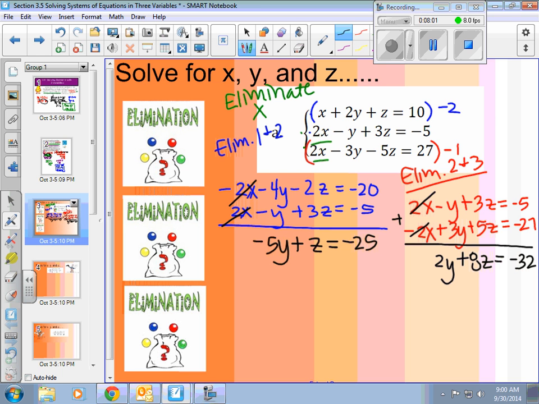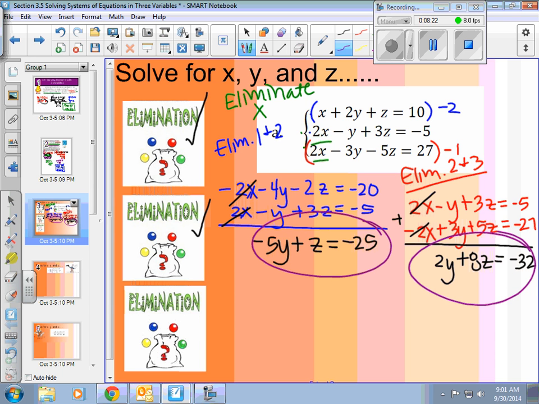Now that I have done that, I have 2 equations left. So I have eliminated once with the blue equations and a second time with the red equations. Now I need to eliminate one more time with my 2 new equations. I'm going to set them up. I want to eliminate, let's go with z. In order to eliminate z, I'm going to take this equation and multiply it by -8.